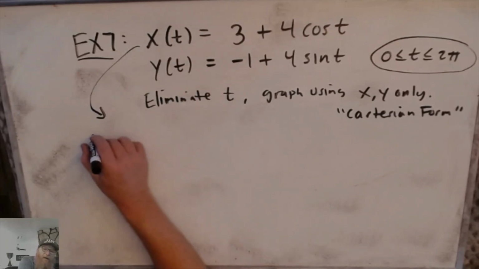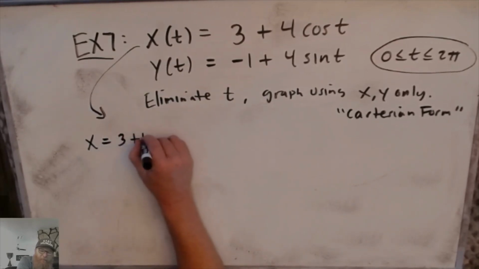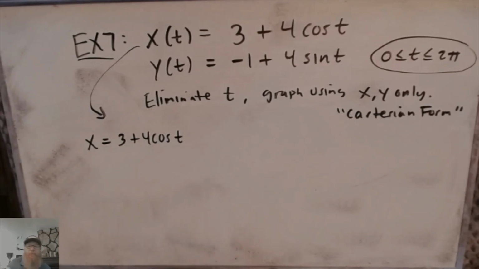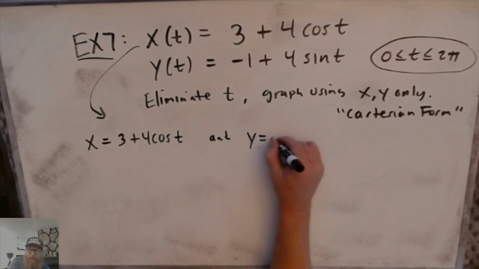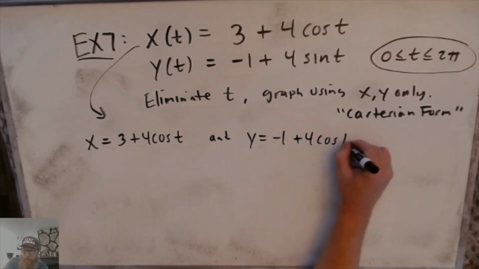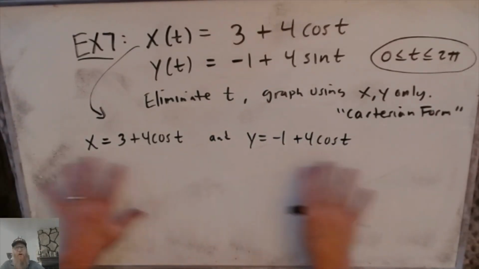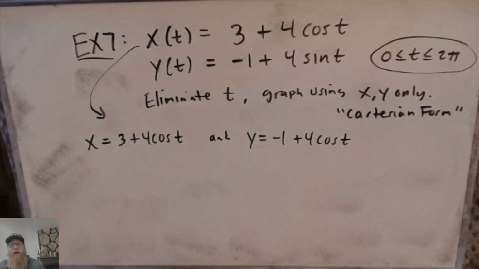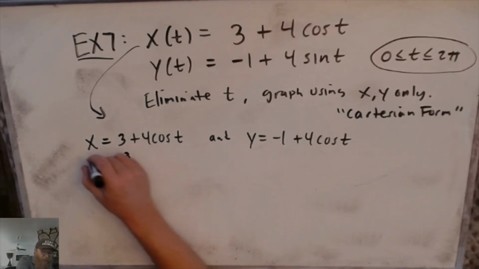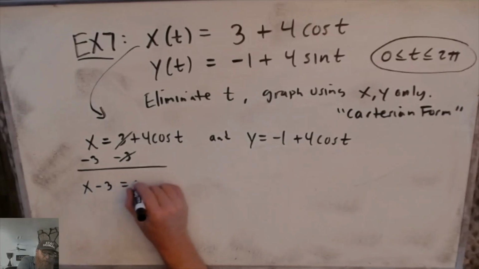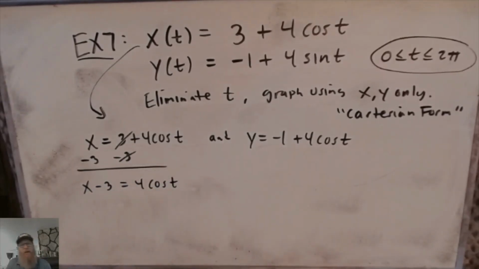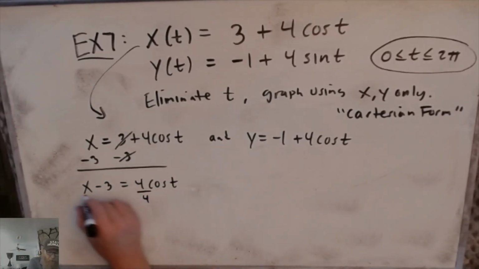So we're going to rewrite this as x equals 3 plus 4 cos t. And y is -1 plus 4 cos t. And we're going to solve this for, or eliminate the t. So we're going to subtract 3 from both sides. Then we're going to divide by 4.